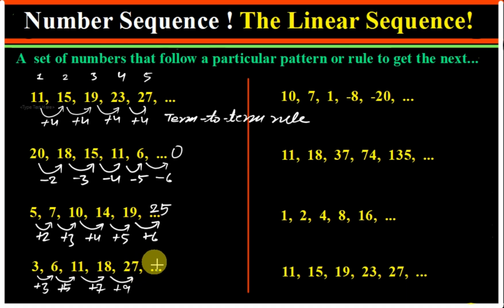So if I want to find out what will be the next, what I have to add here next. So see, 3, 5, 7, 9. Now we have to add what? 11. So if I add 11, we get 38. So see, we are able to get the next term of this sequence.